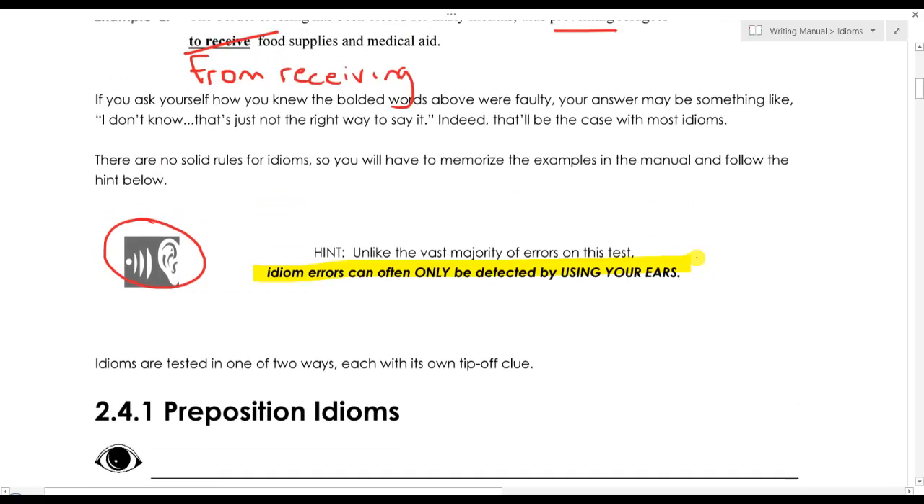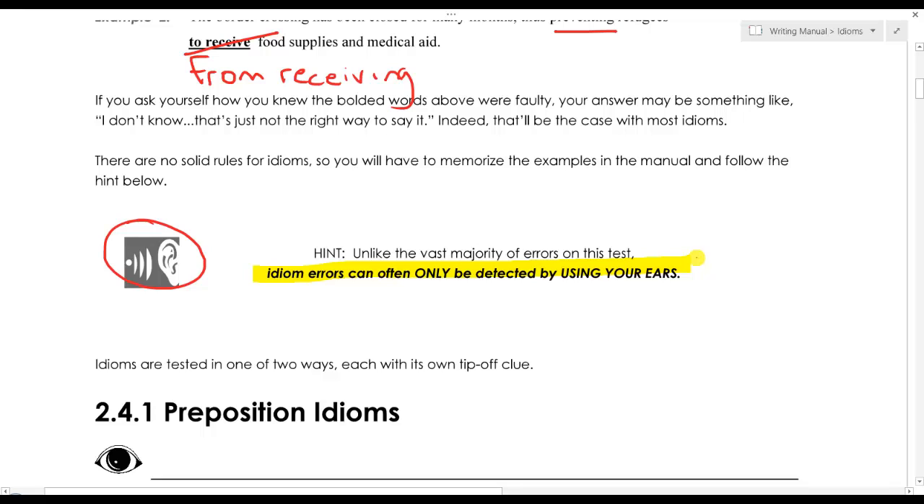Now, before we jump into the specific types of idioms or the specific tip-off clues for idioms, I will tell you this. There are 2 or 3 ways that you can help yourself if idioms tend to be problematic for you. 1, memorize all of the idioms that are in this manual. These have all been drawn from past tests, which means that they very likely could appear on future tests. You should know, however, that there are thousands and thousands of idioms in the English language, meaning I cannot possibly cover all of the idioms that the test maker may throw at you, but memorizing the ones in the manual, being familiar with them, will be a good start.